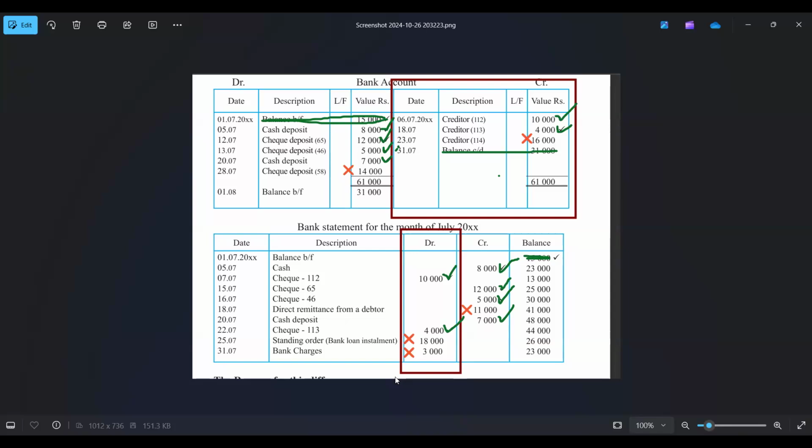Let me explain how to identify the unrealized and unpresented checks. We know that unpresented checks are checks that you have issued but not presented to the bank. These are recorded on the credit side. Because when you issue a check, what happens? Your bank account will reduce, so it turns to be a bank account credit, right? So this 16,000 over here is an unpresented check. Let me show you an easy way of identifying that.